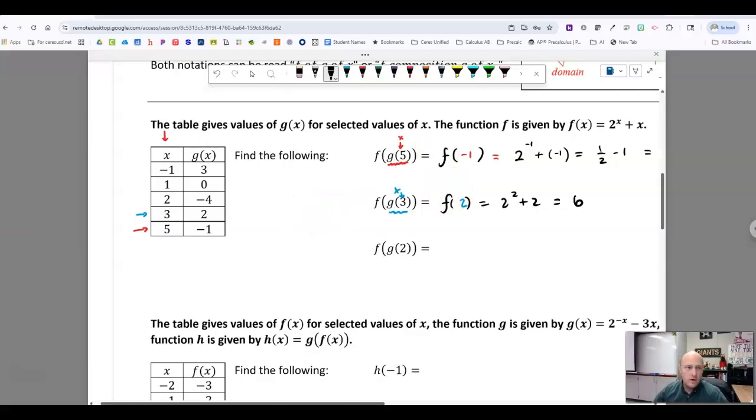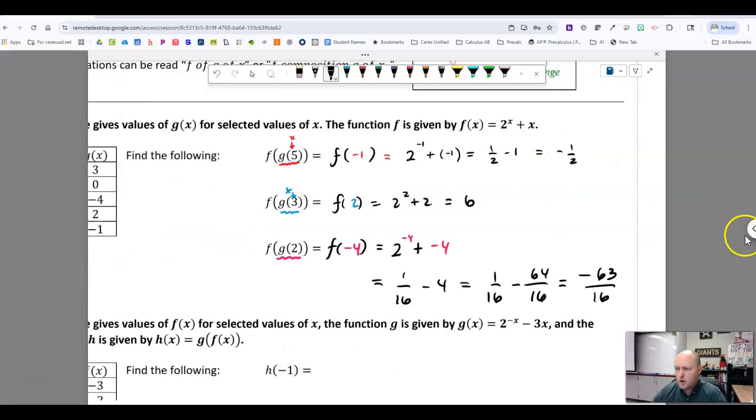Okay, so I want you to pause the video and try this one here, f of g of 2. What do you get? Hopefully for this one you got -63 over 16. At least hopefully you got 2 to the -4th minus 4. So that's 1 over 2 to the 4th, 1/16, minus 4.